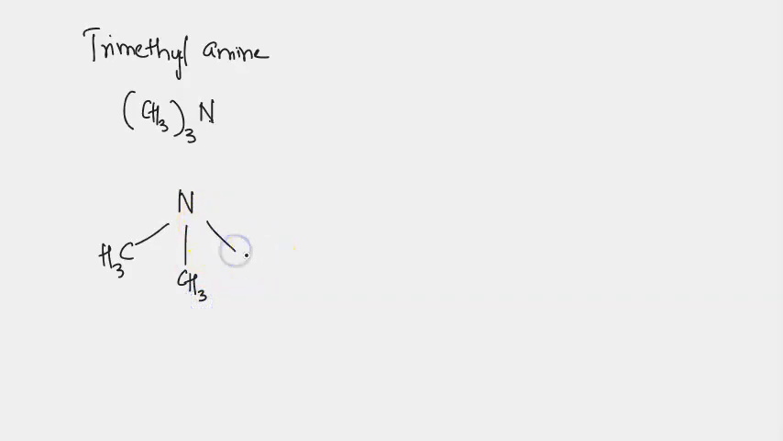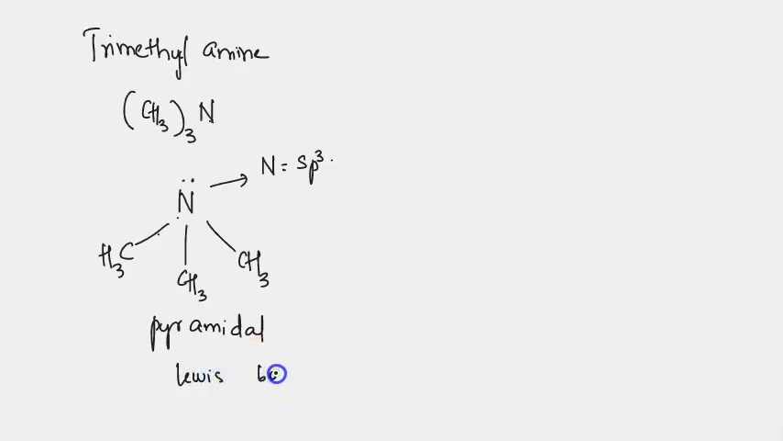This is trimethylamine. Nitrogen will have a lone pair, and since nitrogen is connected by all single bonds around it, the hybridization of nitrogen is sp3 hybridization. The shape of this molecule is pyramidal and it is a Lewis base. Its nature is basic.